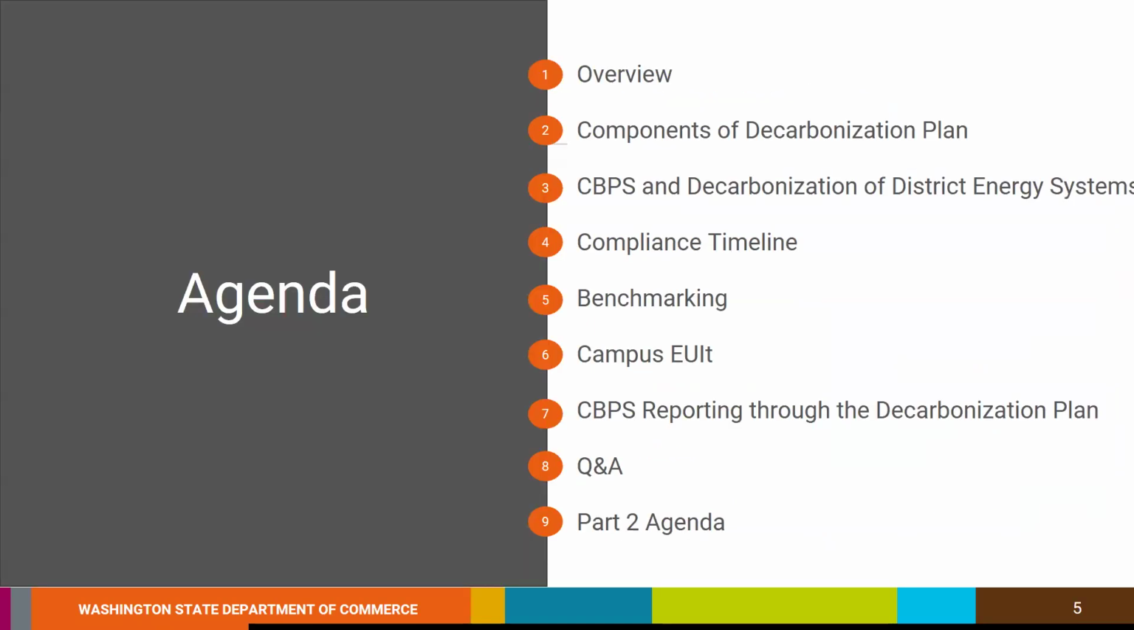So next slide. The agenda. For part one of this series, we'll focus on some general overview, talk about the components of a decarb plan, how it all works with the other requirements of the performance standard, and the timeline. We'll talk about benchmarking a campus, how to calculate an EUIt for it, and what the reporting for tier 1 and tier 2 requirements looks like through the decarb plan.